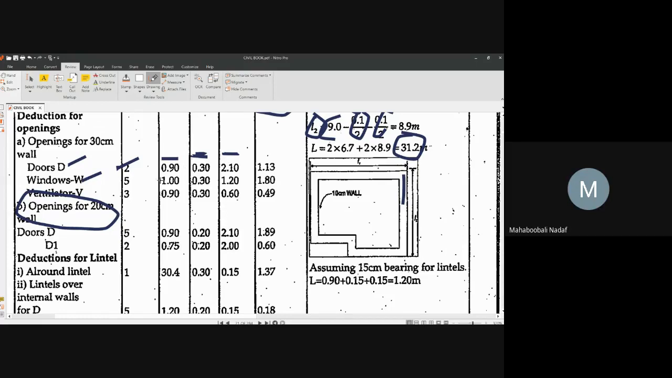Now come to the windows. Can you see the diagram? How many windows are there in the 30-centimeter wall? 5. Can you see it in your diagram? Yes, sir.